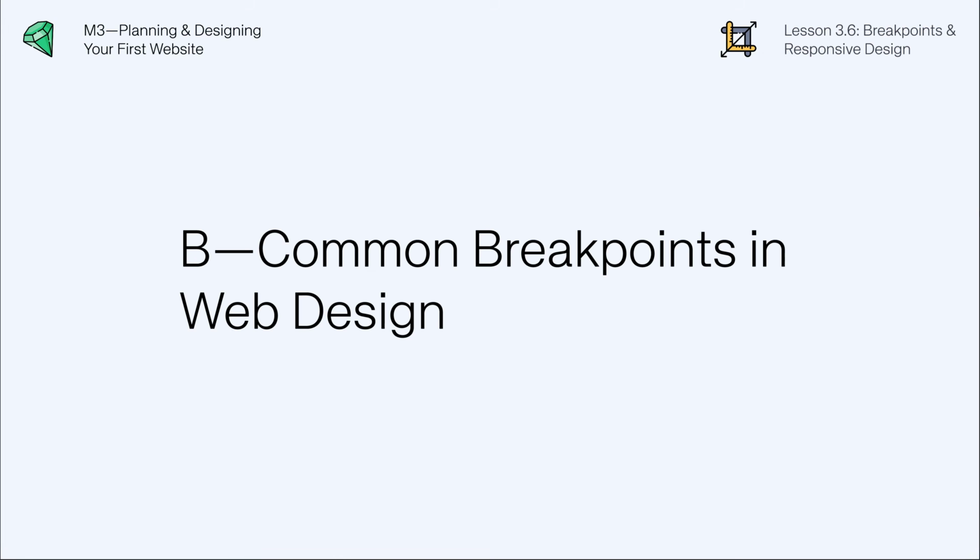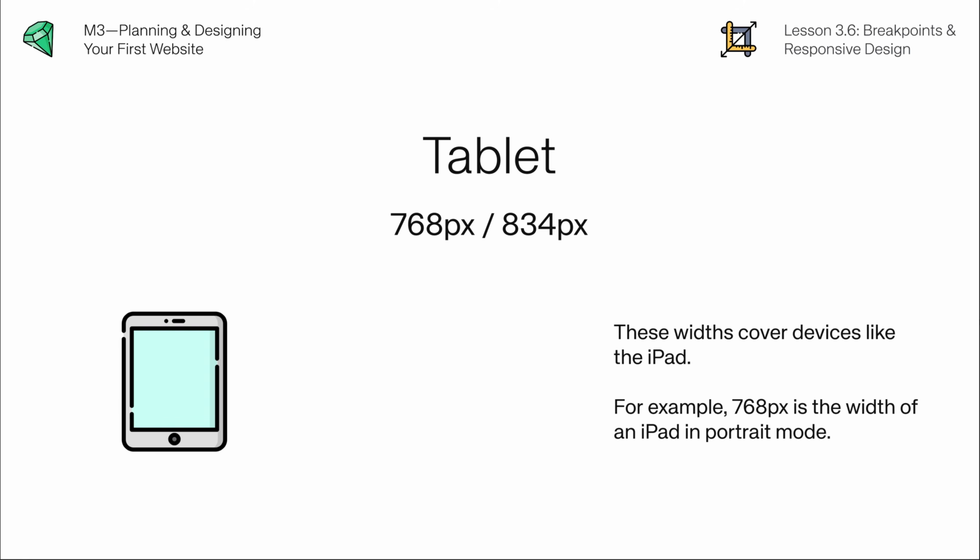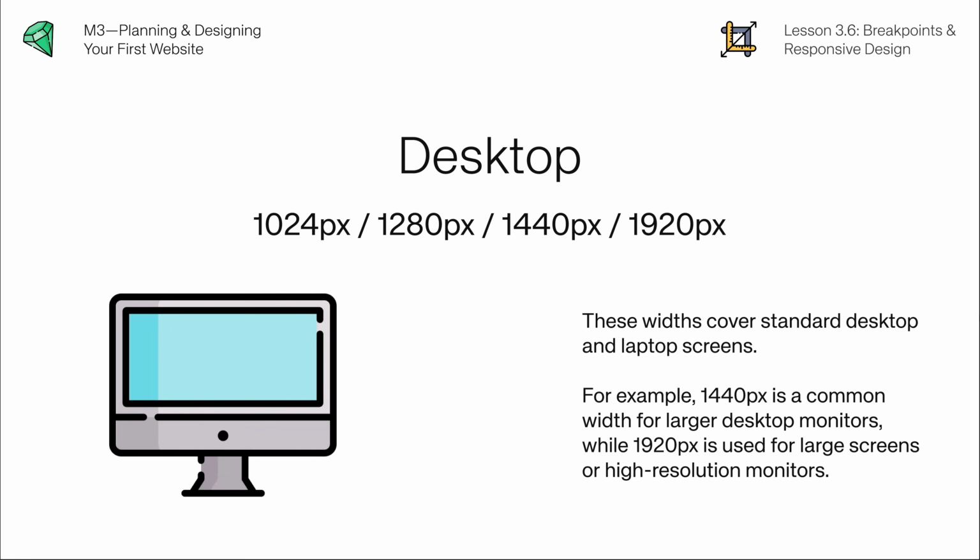So here are the most common breakpoints in web design. The first one is mobile, and these widths cover most smartphones. For example, 375 pixels is the width of an iPhone X. And next we have the tablet, and these widths cover devices like the iPad, for example. And these are the widths that cover most standard desktops and large screens.